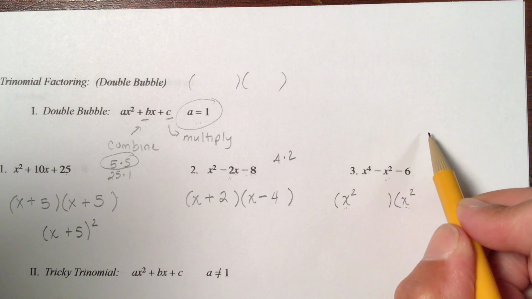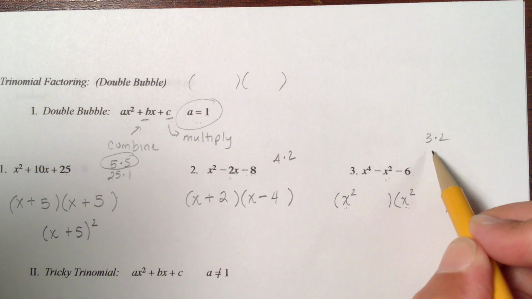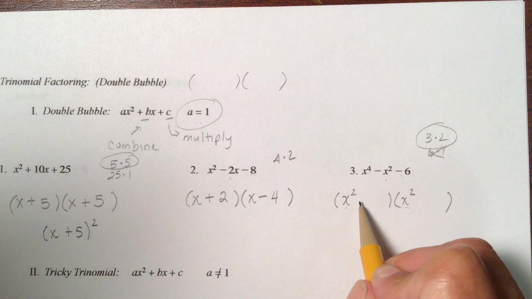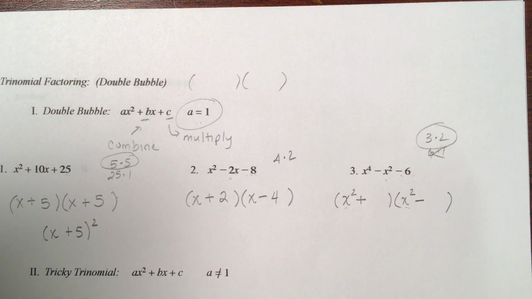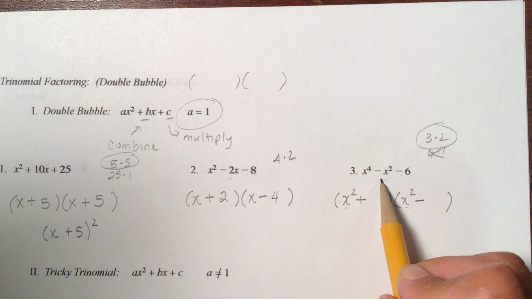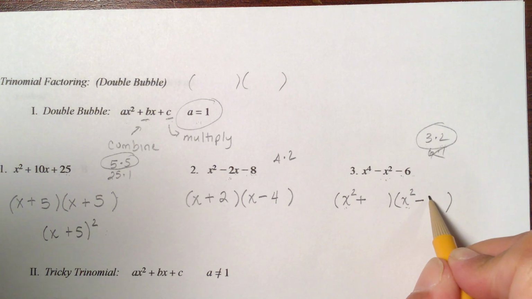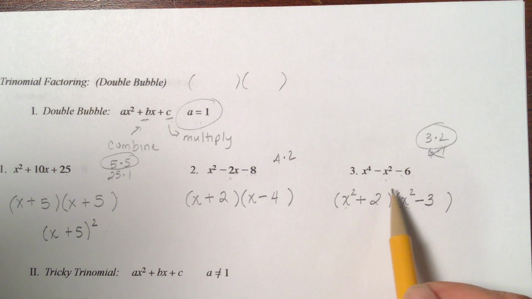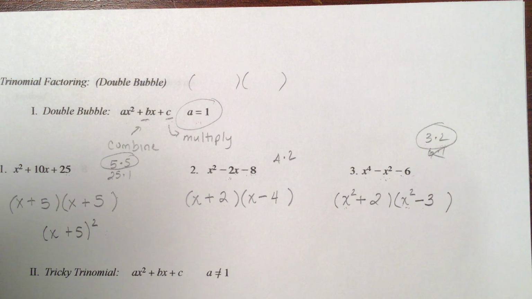So I'm thinking I have 3 times 2. I have 6 times 1. So I'm thinking using the 3 and the 2 is going to work. I'm negative, so I'm going to have a positive and a negative factor. And since my middle term is negative, the larger factor is going to go with the negative value, or in the negative term. So let's just check this out. X to the fourth, negative 3x squared, positive 2x squared gives me negative 1x squared. 2 times negative 3 gives me negative 6, so we're good to go.